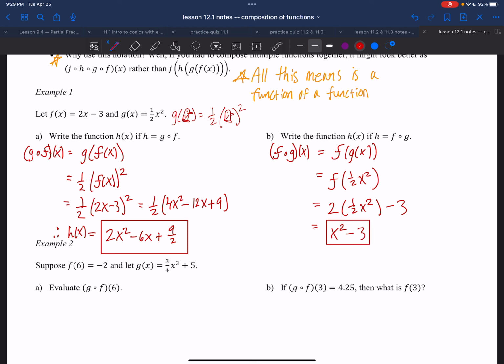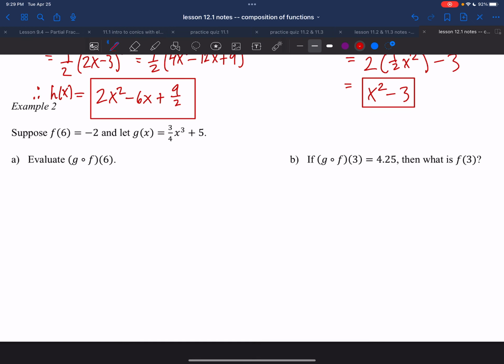That one was a little bit easier. And so this is composition of functions. You essentially are making a new function by composing with other functions. Yeah, that's cool. All right. So go to example 2.